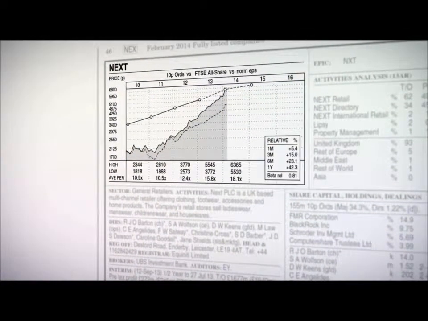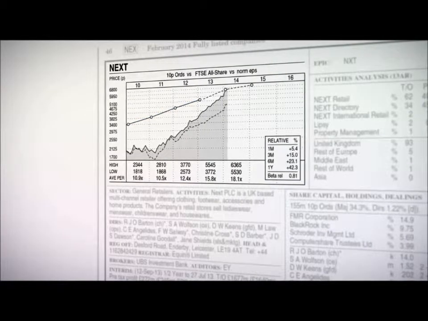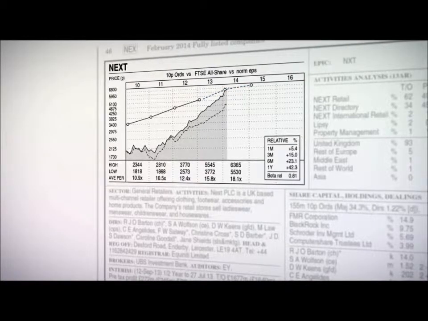The graph in the top right corner shows the share price and earnings per share over the last 5 years. The solid dotted line shows normalised historic earnings per share, and the dashed dotted line shows future earnings based on consensus forecasts.